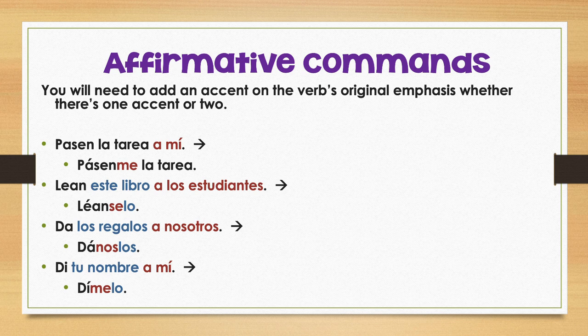Lean ese libro a los estudiantes would be léanselo. It's lean, so léanselo, accent on the e. Da los regalos a nosotros would be dánoslos. Accent on the a. Di tu nombre a mí. Dímelo. Accent on the i.